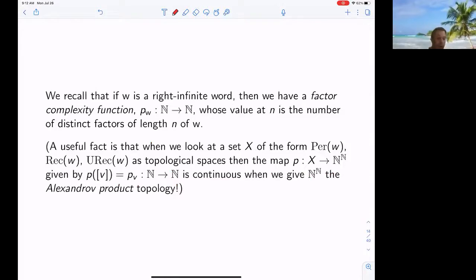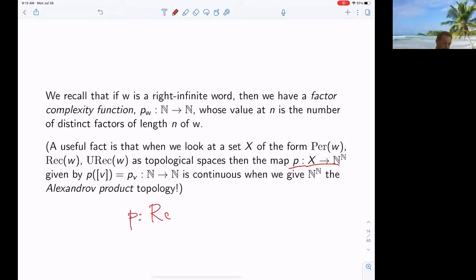But let me just recall the factor complexity function. I know most people here know it, but basically what it is, it's just counting the number of factors, the number of contiguous subwords of length n. And one thing that's actually, I think, sort of a fact that's not hard, but perhaps is something that's worth keeping in mind, is that you actually get a factor complexity map from these topological spaces.